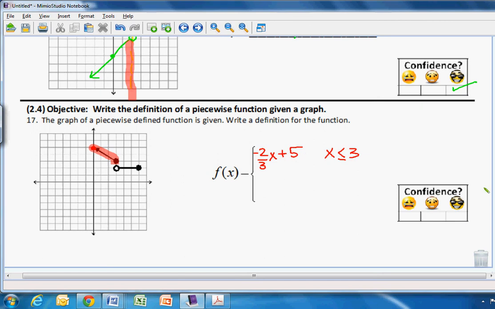And my next one, my other little chunk here, from here to here, it's being restricted between 3 and 1, 2, and 6. So when my function is between 3 and 6, and I know it's less than or equal to 6, because it's closed, and it's greater than 3, I have a horizontal line at 2. And that's it.